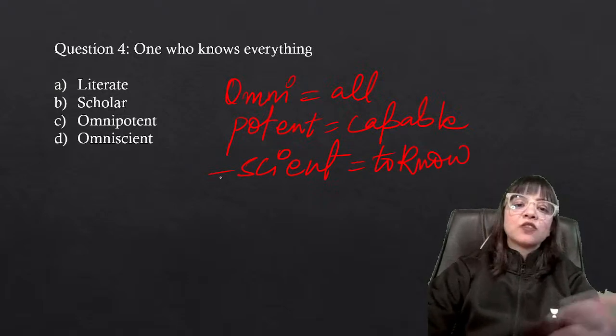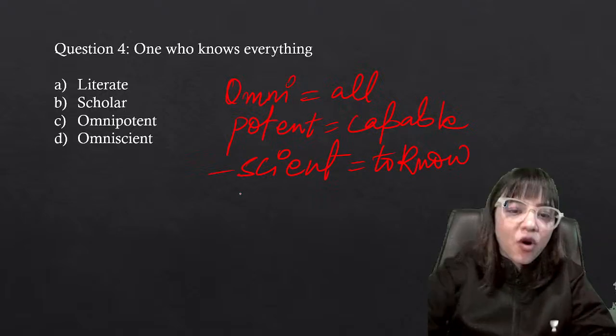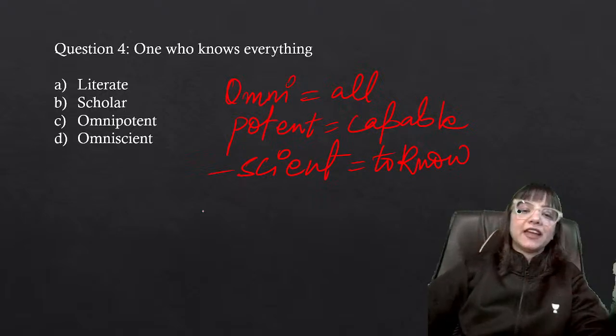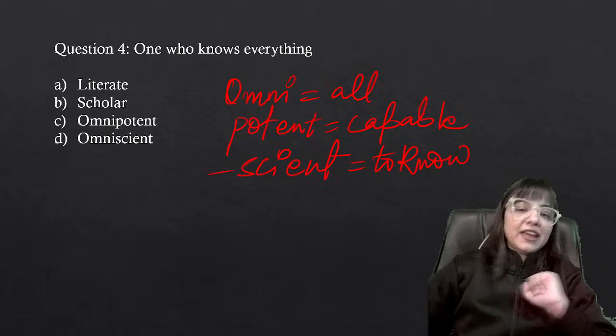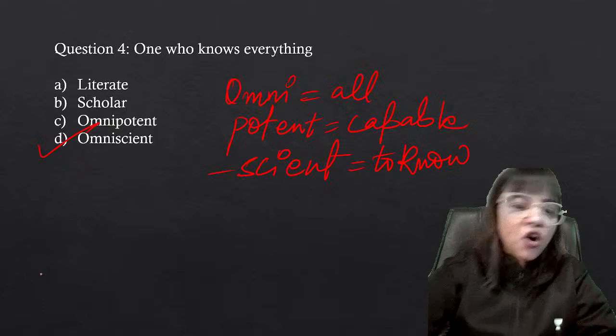Okay, so भगवान को बोला जाता है कि भगवान is omnipotent, omnipresent and omniscient. Okay, सब जगह present है, सब कुछ कर सकते हैं and सब कुछ जानते हैं. Okay, so the correct word would be omniscient. All right.